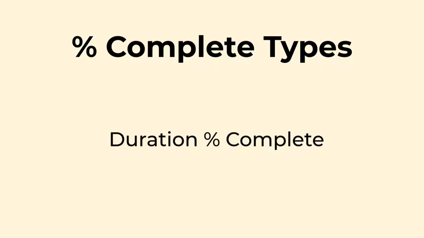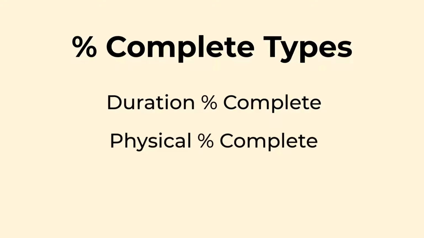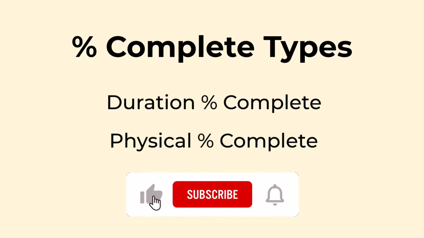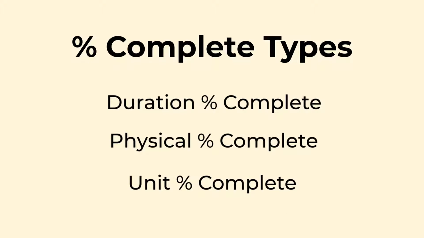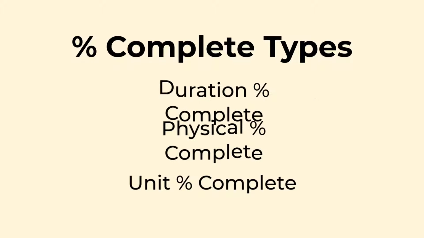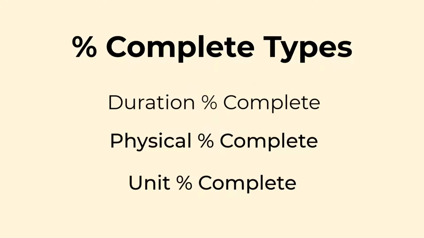Percent complete has 3 types in P6: duration percent complete, physical percent complete, and unit percent complete. In this training, the percentage is calculated according to unit percent complete. But I will explain physical and duration percent complete too, to be familiar with these 2 types of methods for tracking the progress of tasks or activities.